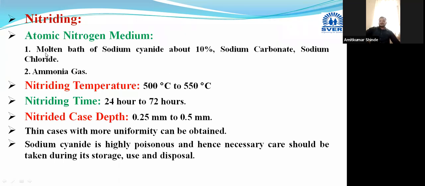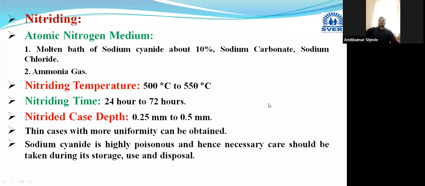Above that, the diffusion of nitrogen does not occur. Okay. Now the atomic nitrogen mediums generally used are molten salt baths containing sodium cyanide about 10%, then sodium carbonate, sodium chloride, and the other medium is a gaseous medium, that is ammonia gas. You can use different mediums to get the atomic nitrogen. Now how is the nitriding process conducted?